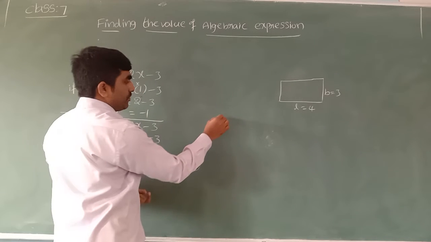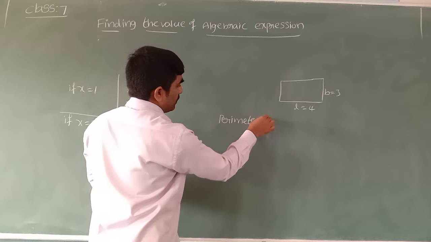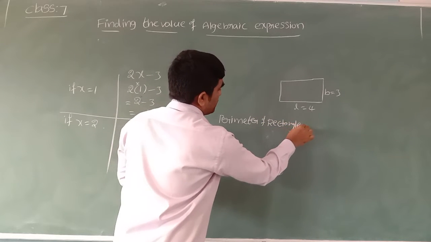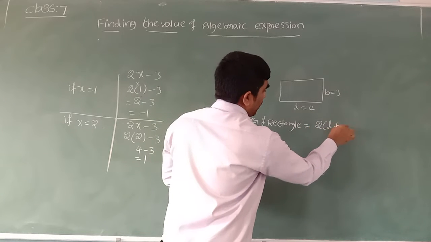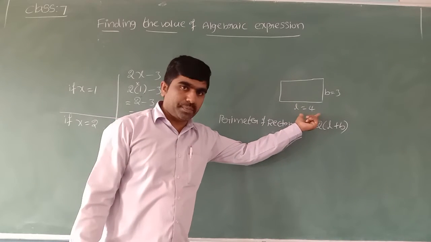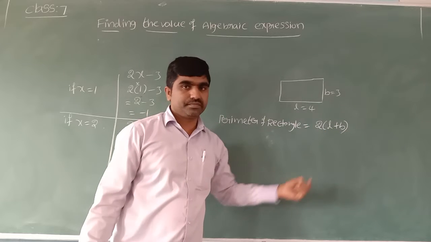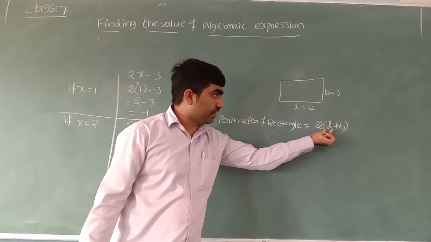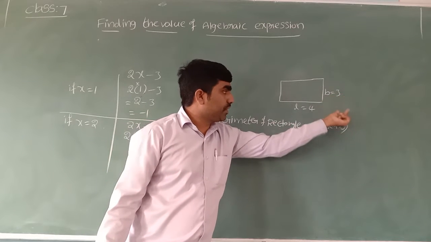Now if I want to know the perimeter of the rectangle, what is the formula to find the perimeter of a rectangle? Sir, we have 2 into L plus B. Now to know the perimeter, we know L is equal to 4 and B is equal to 3. To know the perimeter of this rectangle, substitute the variable values: in the place of L, 4, and in the place of B, 3.